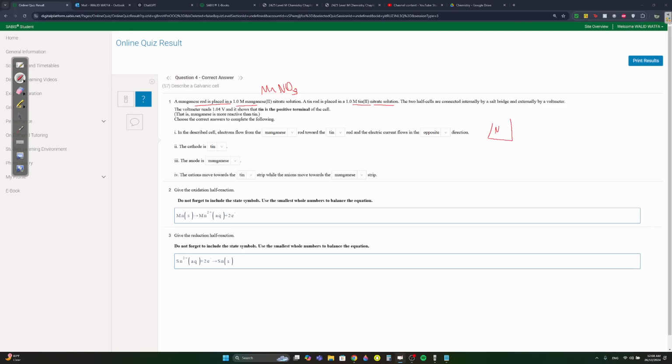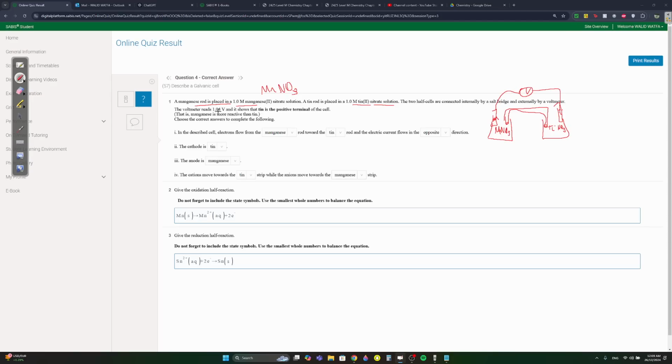We have the manganese nitrate here, and we have Mn. And you have tin, let's just say Sn, nitrate over here, and it has a tin rod over here. And here you have the manganese rod. And they're connected with the voltmeter, ammeter, whatever. And then here you have the salt bridge. It's the normal stuff we have.